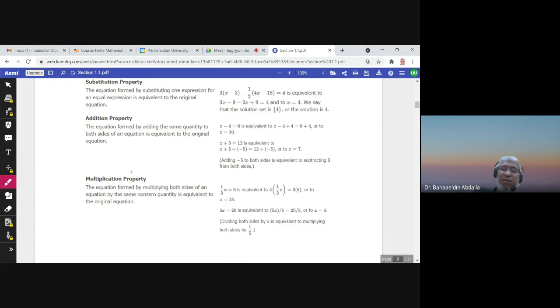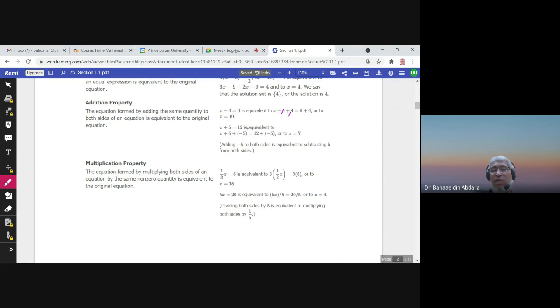Addition property: sometimes we need to add a number to both sides. We can add or subtract the same number from both sides. We do that when we have something like x minus 4 equals 6. We usually need the variable to be alone on the left-hand side. So I don't need negative 4 here. What should I do? I add 4 to both sides. Negative 4 plus 4 would be 0, and you will have x only, and on the other side, you will have 10. So the solution of this equation is 10.